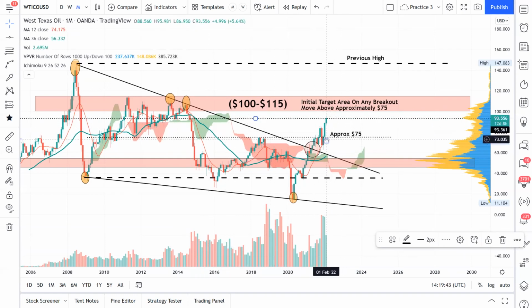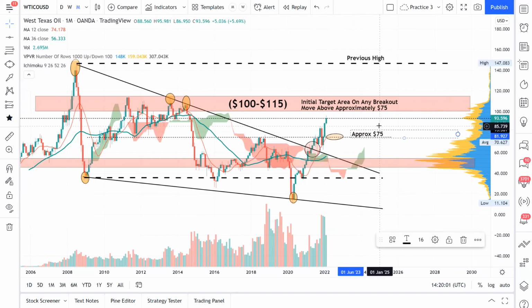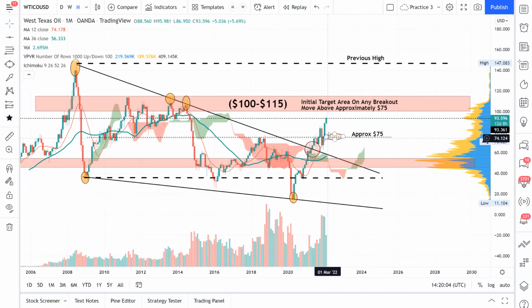What's going to happen next? Well, we've got the rising 12-month moving average. It's at just over $74 at the moment. It's going to intersect this $75 area and give very strong support down in that zone. So if the price were to pull back here, you'd expect it to stop at the $75 area on the 12-month moving average and the horizontal support line. So one possible scenario would see a pullback to that level and then a move to the upside.